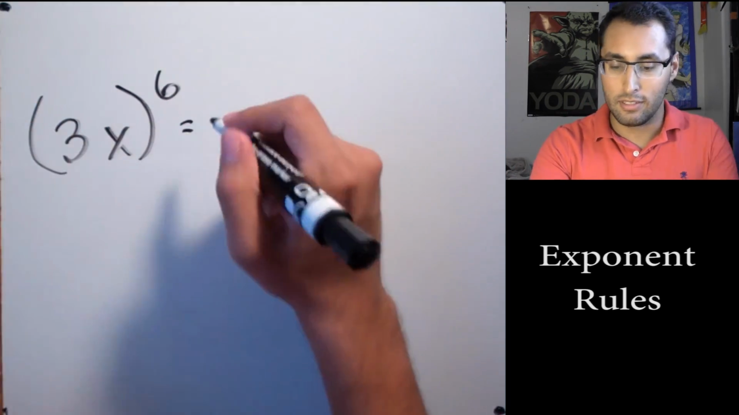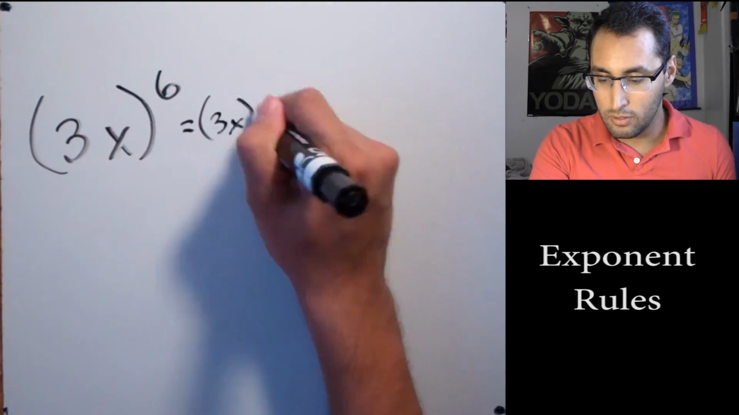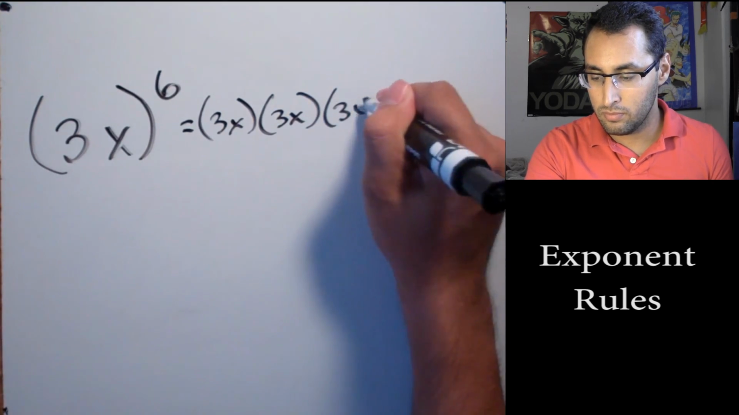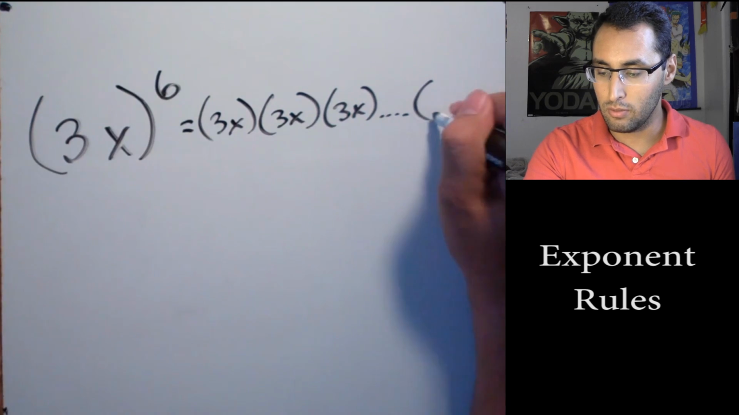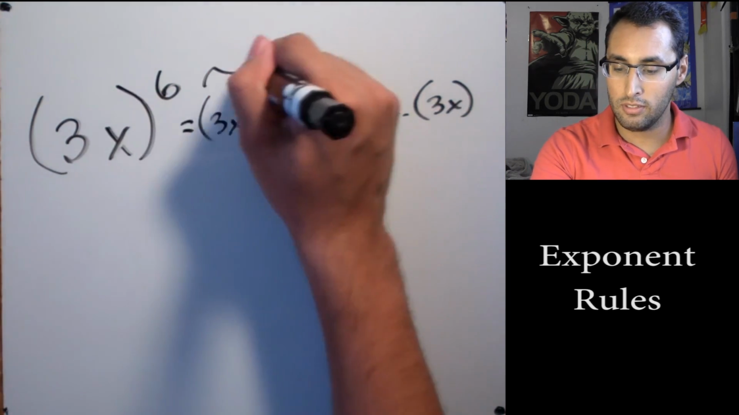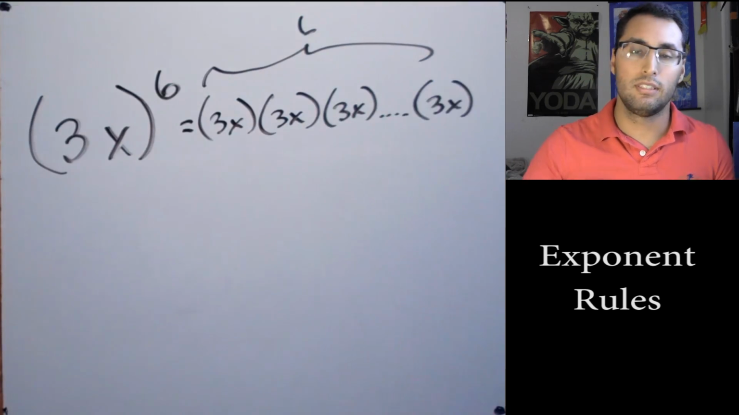So I'm going to do this again. Let's go fast through this. And I'm getting tired, so I'm just going to write it one more time. So overall, we have 6 of these.